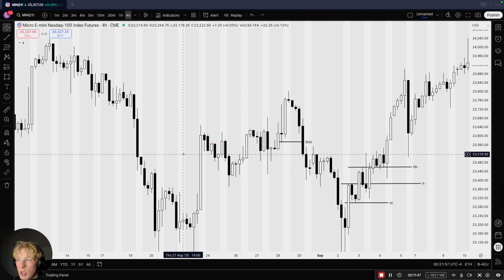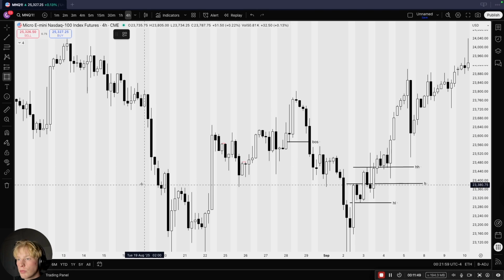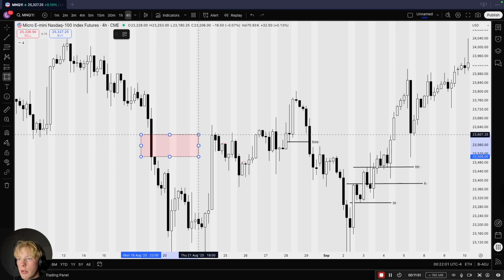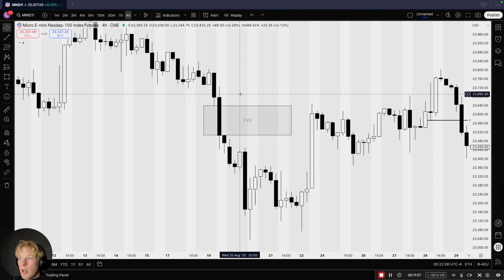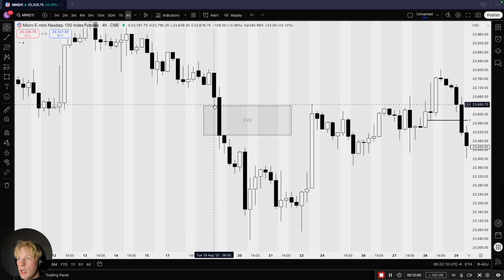Now, going into fair value gaps here. I don't know if you spotted this or not. This here is a bearish fair value gap. So we have candle 1 here, its wick, candle 2, and candle 3 here in its wick. As you can see, there's a huge volatile gap between the first candle's wick and the third candle's wick.